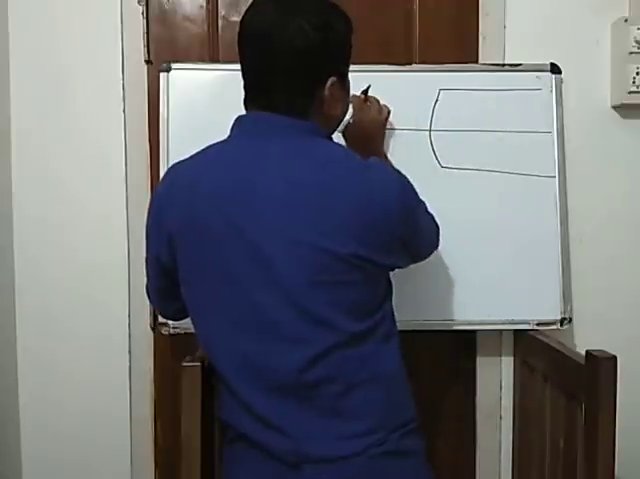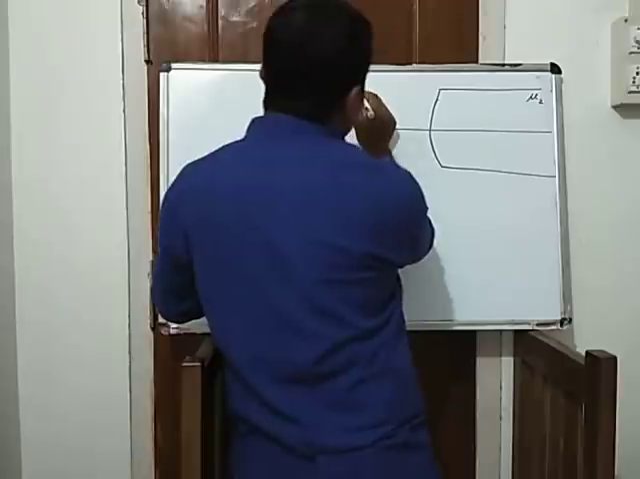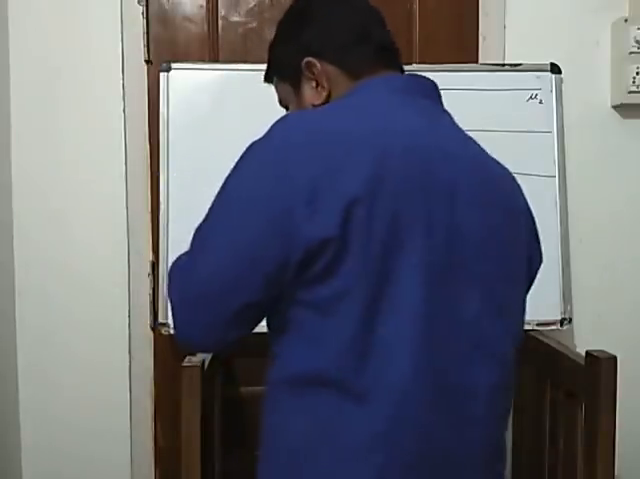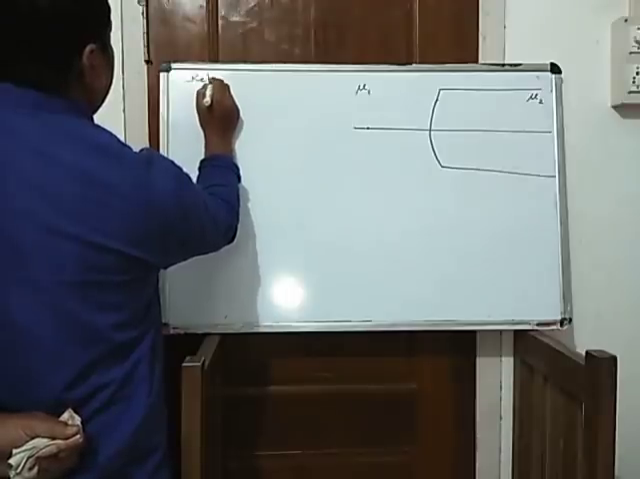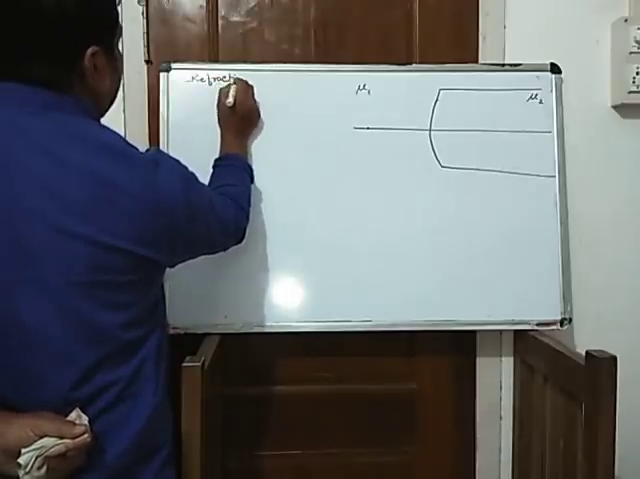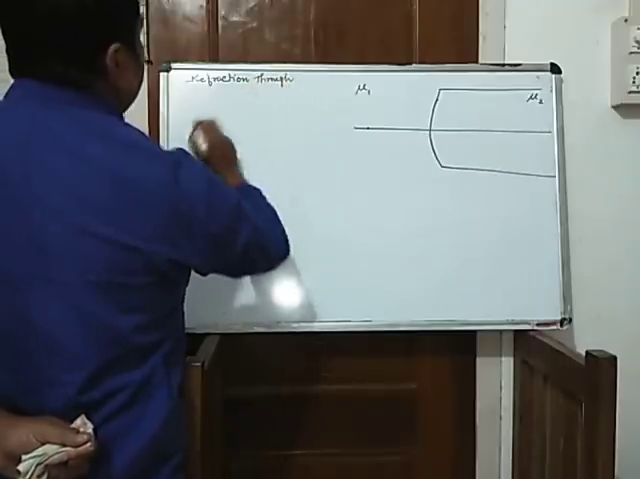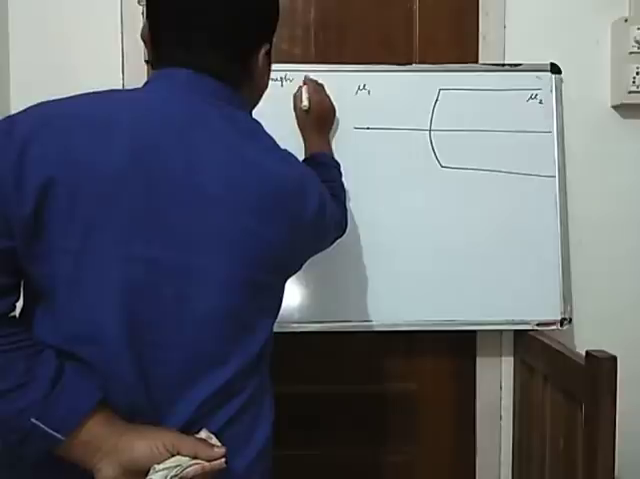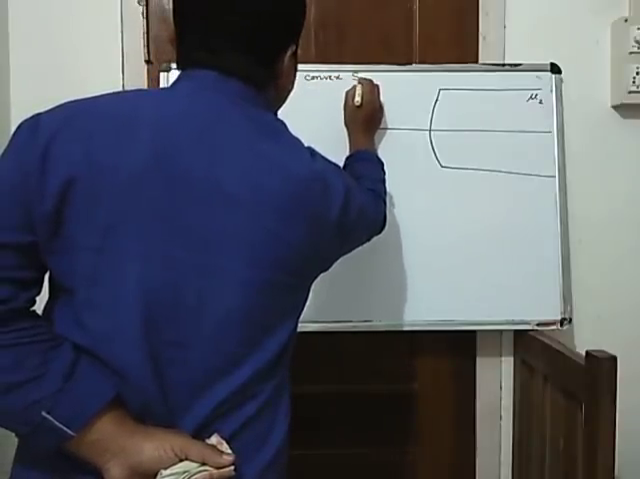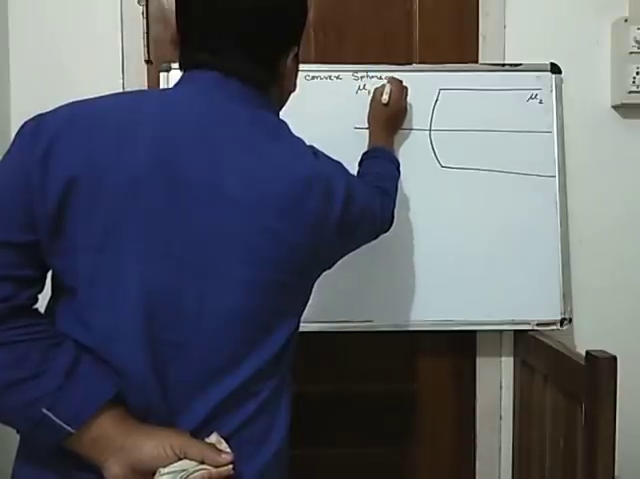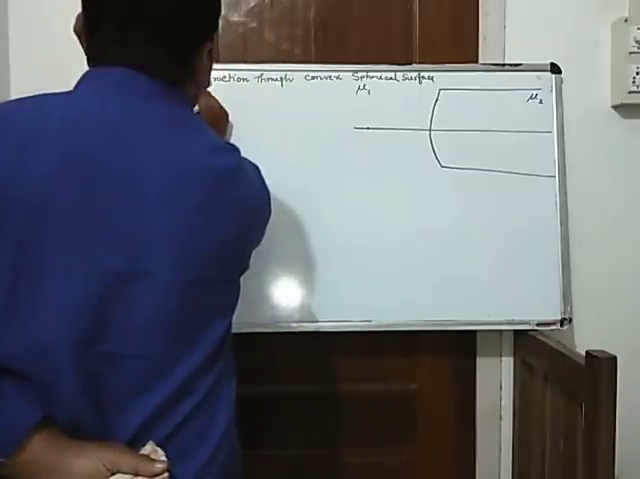This is convex, this is the rarer medium, this is the denser medium. The refractive index of one is mu 1 and the other is mu 2. So, refraction through a convex spherical surface.